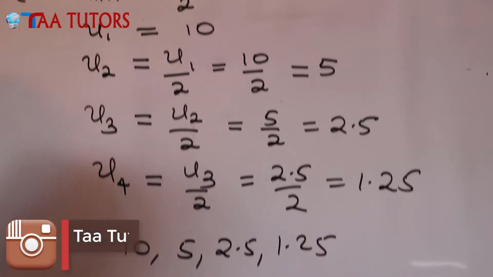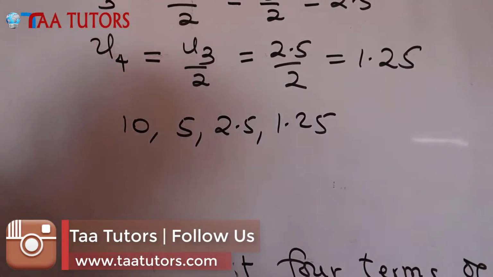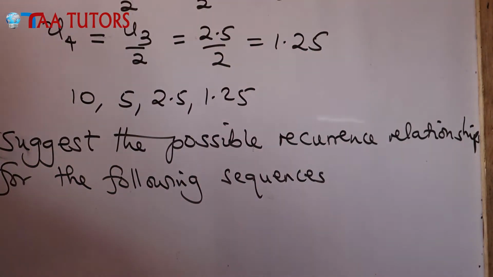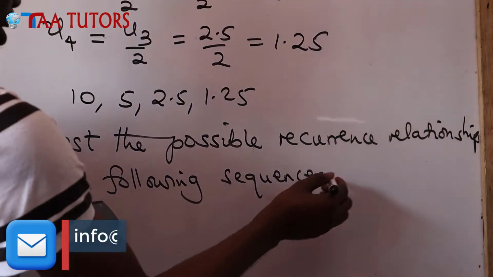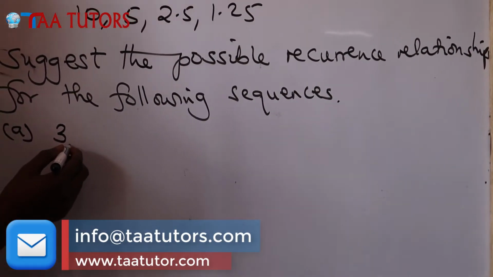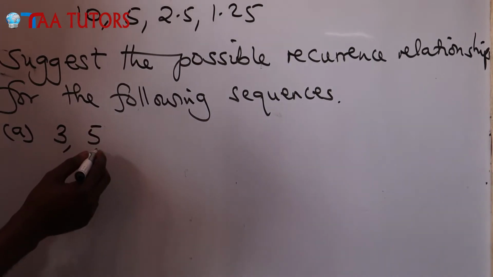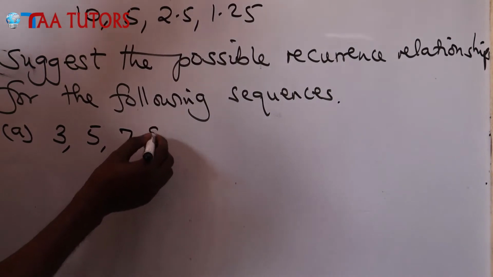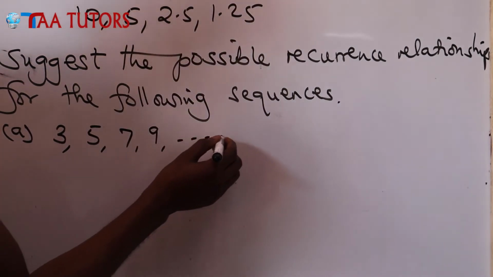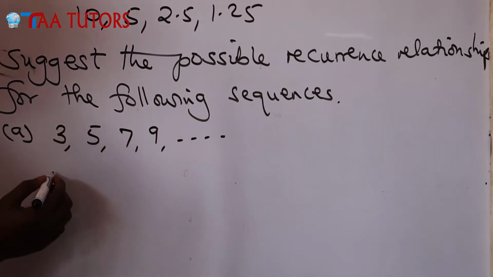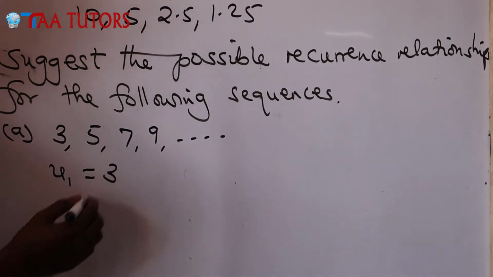Now what about if you are given a sequence and then you are told to get the function for the following sequences? Now the first sequence here is A: 3, 5, 7, 9. Now I want you to know that I will start by identifying the first term. So the first term here is 3. So I'll say u1 here is actually 3.